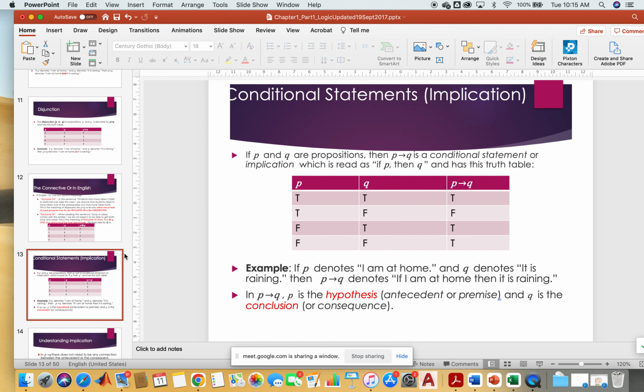Okay. So whenever Q. So this will be our Q, right? This will represent our Q statement. Q, and this will represent our P.